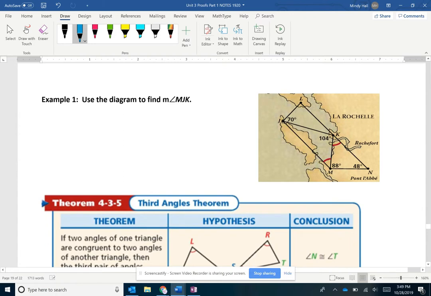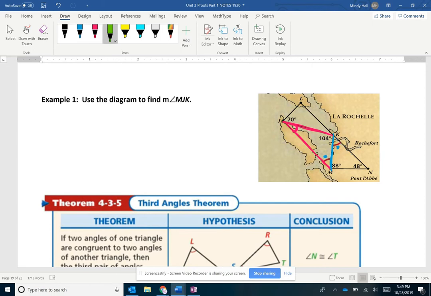Now we want to use the diagram to find the measure of angle MJK. If we look at MJK, we go from M to J to K, so we want to know what this angle is. Looking at this, we do have a triangle formed if we connect it here, and we need to know what this angle is right here. We have that arc mark, which tells us that this angle is congruent to this angle over here as well. And with this one, we have another triangle.